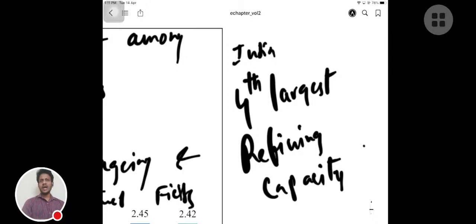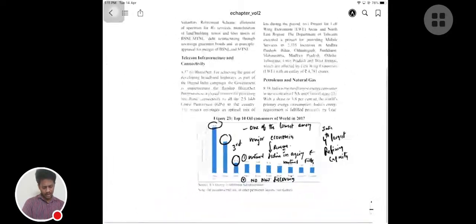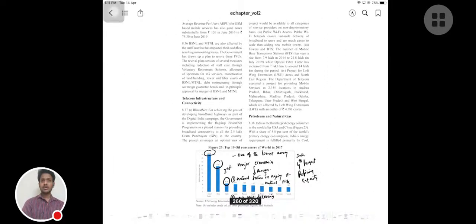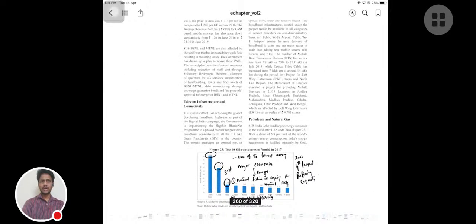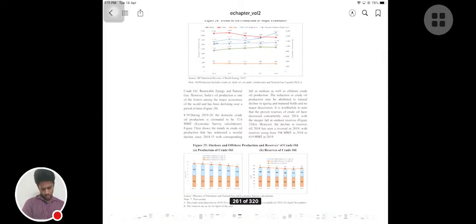Okay. And why is this happening? Definitely it is because we are dependent more on imports. That is the reason why, when you import, you should have more refining capacity. So in that way you can come to the conclusion. Got it? Natural gas and other things, I won't expect a question on this because they are not that great. So let us move on.